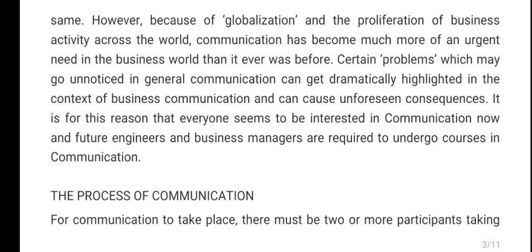It is for this reason that everyone seems to be interested in communication now, and future engineers and business managers are required to undergo courses in communication.